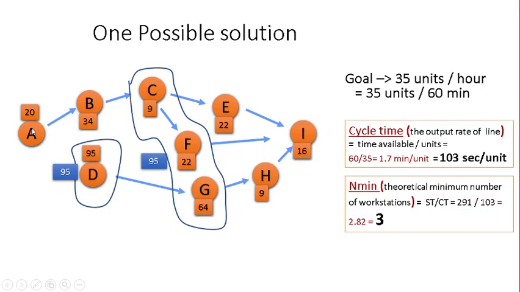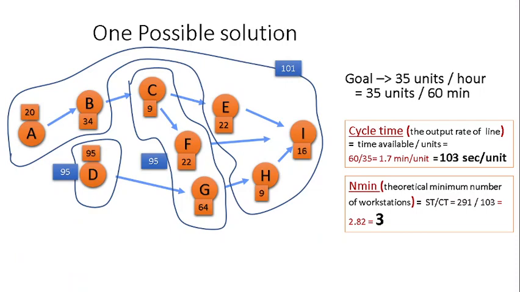So we have another workstation left to use, so we would like to avoid using a fourth workstation. So let's see whether we can group all the rest of the tasks into 1. Yes, so we see that we achieve 101 seconds, which is quite close to our theoretical cycle time. As we can see, there is no problem for one person to perform A, B, and then E, I, A, H.